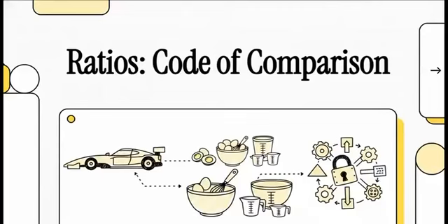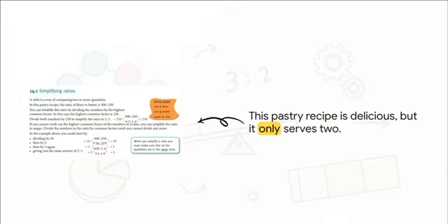Have you ever wondered how a tiny model car can perfectly capture a real one? Or how a recipe can go from serving 2 people to 20 without turning into a complete disaster? Well, the answer is this kind of hidden mathematical language, this secret code that runs everything from art to engineering. Today, we're going to crack that code. We're talking about ratios.